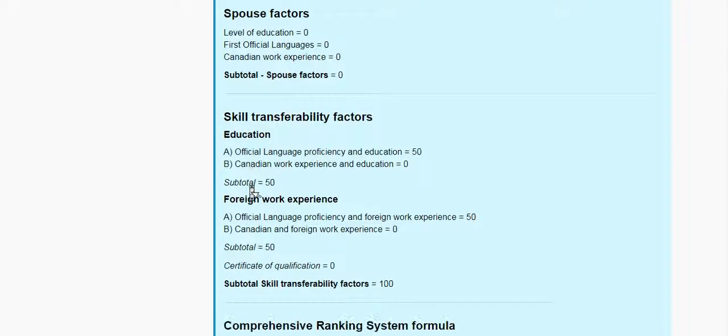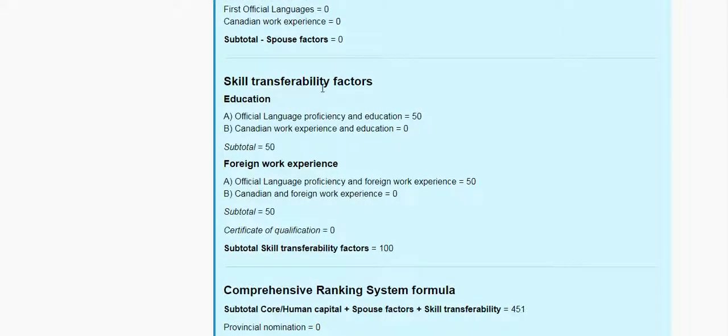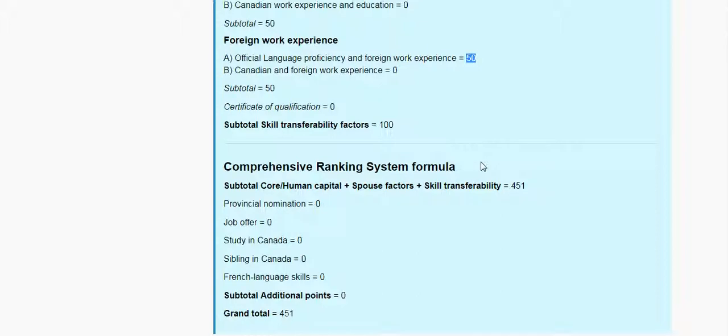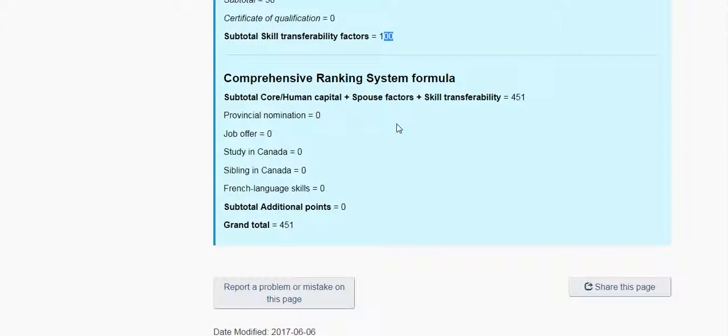Spouse factors, none. And skill transferability factor, official language proficiency and education, 50 points. And similarly, foreign work experience, I got 50 points here as well. So subtotal skill transferability factors, I got 100 points, and a grand total of 451. Now, you think you got 451 points, I got 451 points. You can calculate the score yourself.